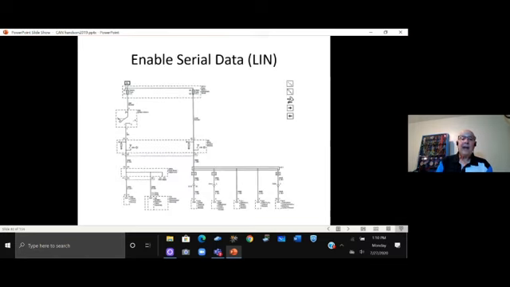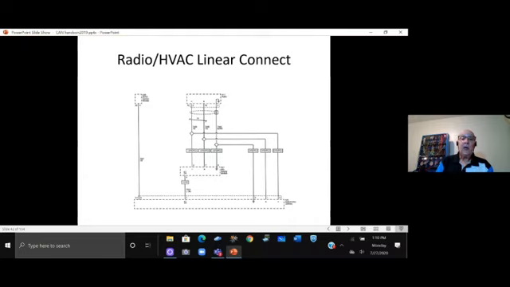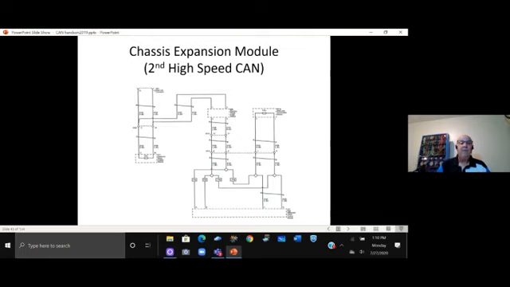The enable serial data is a LIN. There's a linear interconnect on a BCM, and on the radio and HVAC, there's a LIN. So you've got a lot of LINs on this car. And then, now, look down. It used to be pin 6 and 14, is now pin 12 and 13. Now, this is not an either or. This is and. So in other words, you have a high-speed network on pin 6 and pin 14. You have another high-speed network on pin 12 and 13.